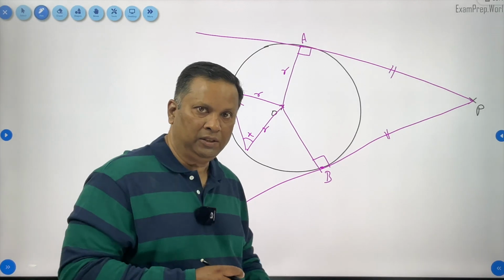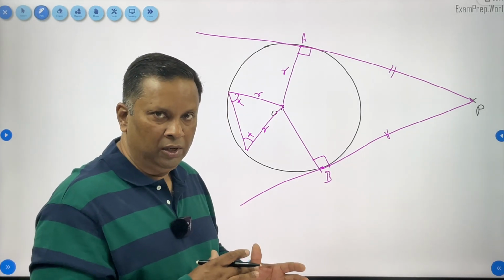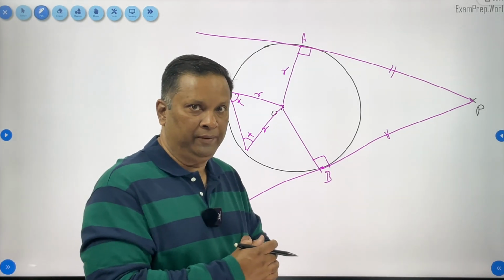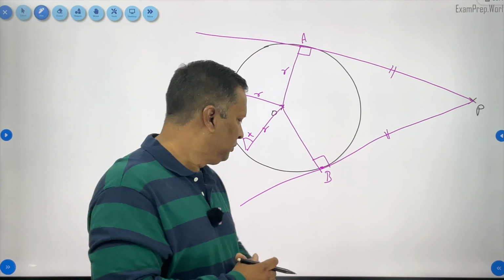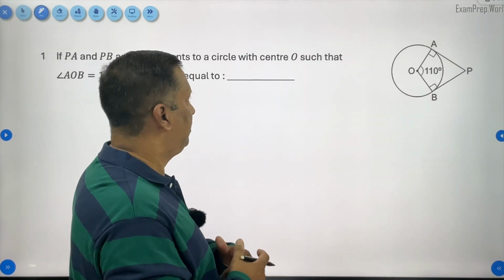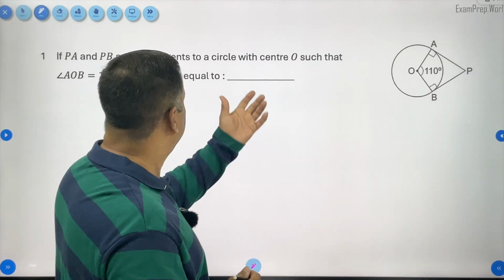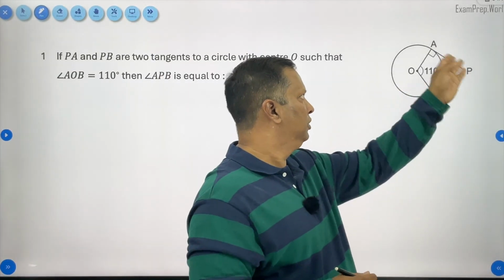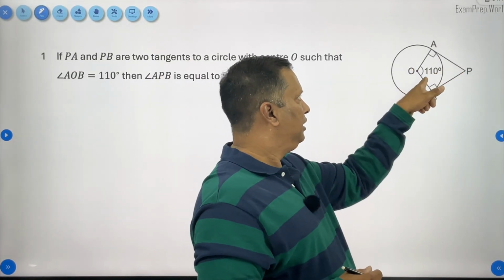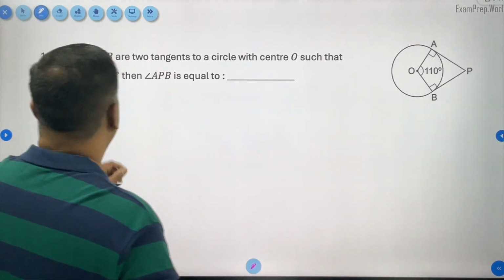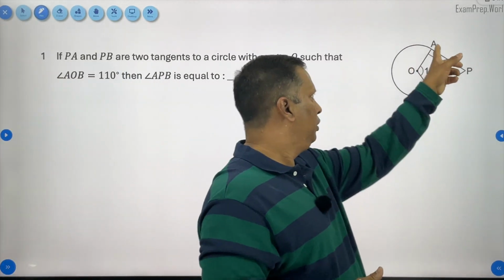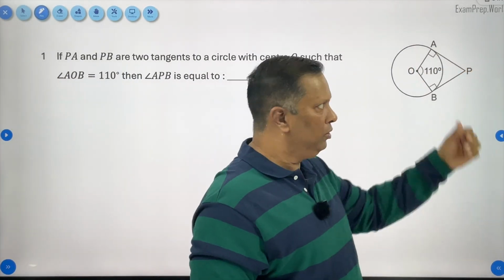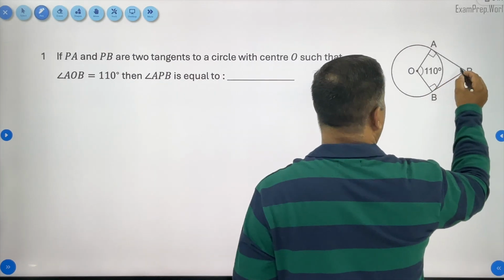What I always suggest is, while you are learning with this video, always keep open the exercise which we are doing. So we are doing type 2 questions of circle theorems on our website examprep.world. So we have the question here. PA, PB are two tangents. See, they are tangents to the circle, and this angle is 110. Then APB. I told you in the previous video how much this angle is.